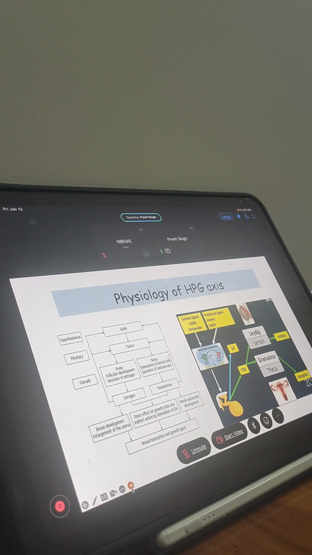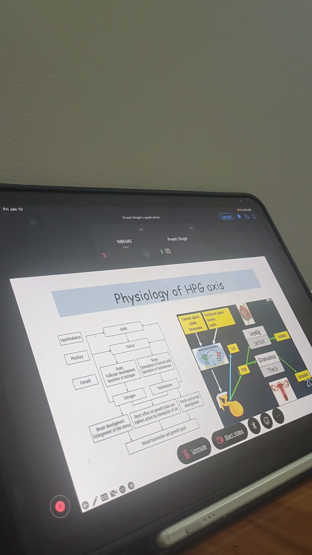Now, once the GnRH hormones start releasing from the hypothalamus, they act on the pituitary, which leads to the production of the gonadotropins in the form of FSH and LH. And these gonadotropins then further act upon the gonads, that is the ovaries in females and testes in males, to produce the sex steroids in the form of estrogen and testosterone, which ultimately give rise to all the pubertal changes that happen during adolescence.